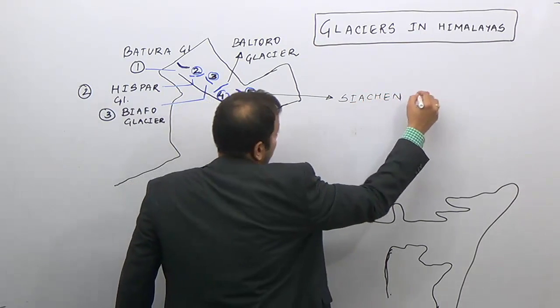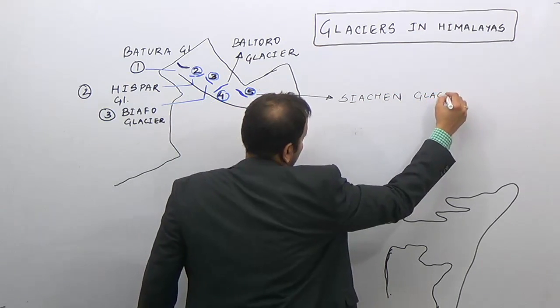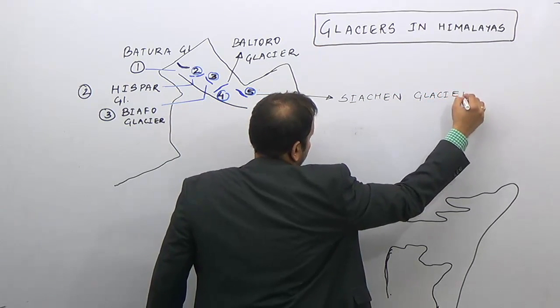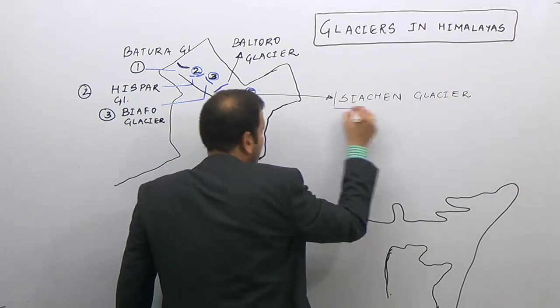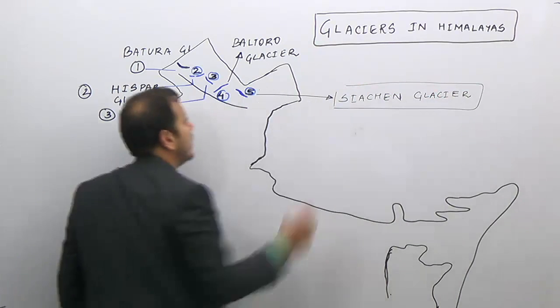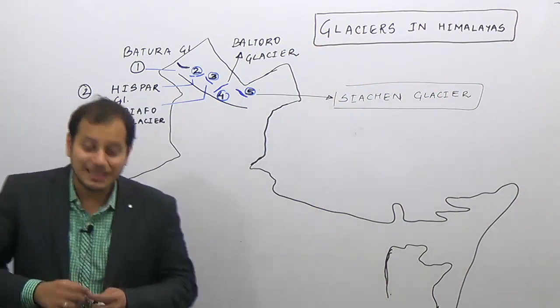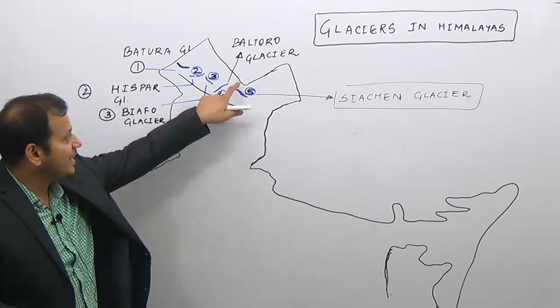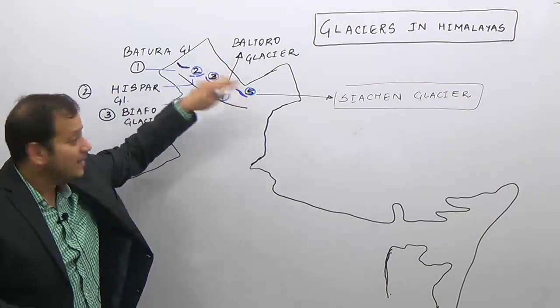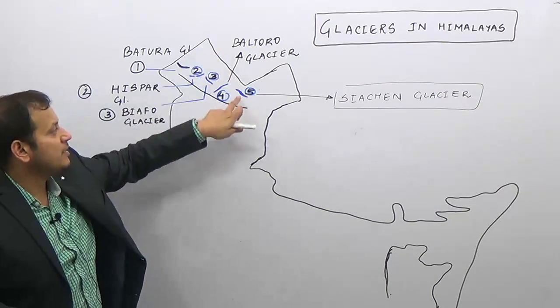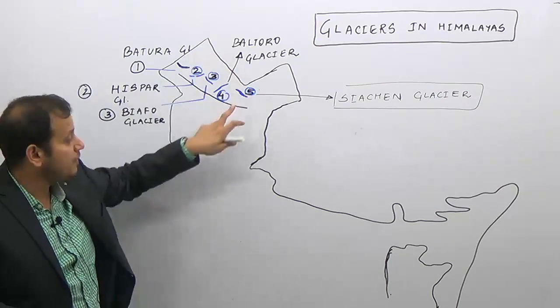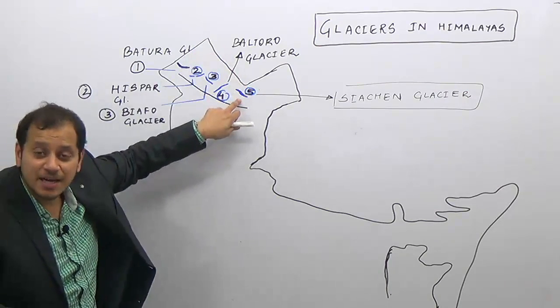This is where the Siachen Glacier is located, in the fifth position. So where is this fifth position? You can see it is exactly at this depression, where the inverted triangle of India is, this cut of India. Here is the Siachen Glacier.